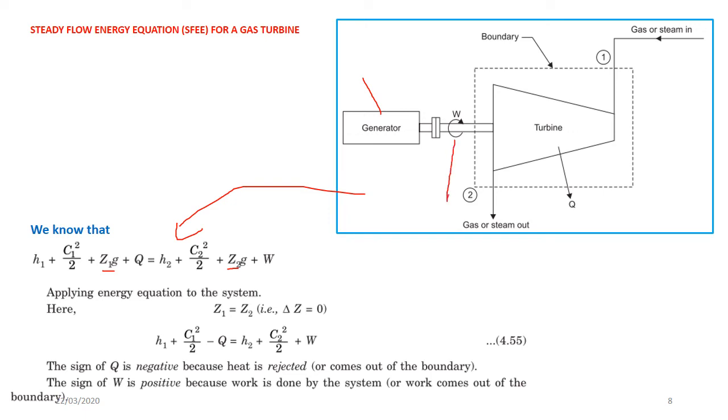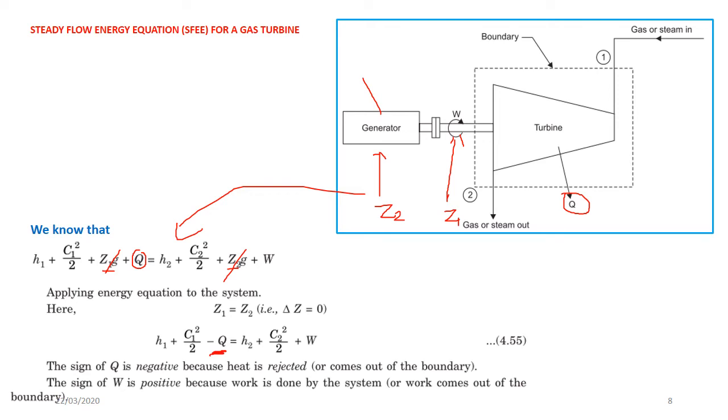This height and this height will be the same, so Z1 and Z2 are the same, and that term will get cancelled. So we get H1 plus C1 square by 2 plus Q equals H2 plus C2 square by 2 plus W. But the heat is rejected here, right? Heat rejection from the system to the surroundings is negative, so Q is replaced by minus Q.